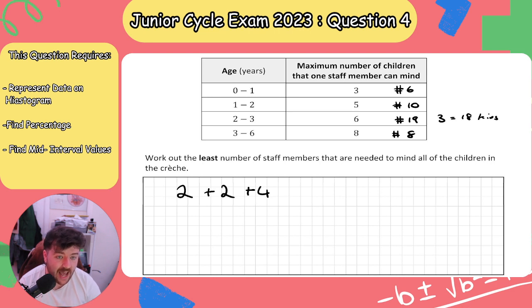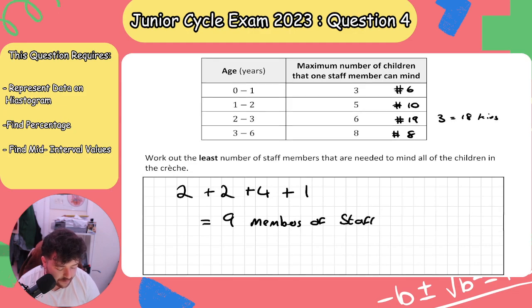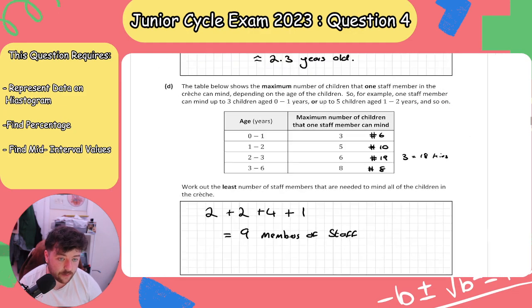Right? And then ages 3 to 6, well, one staff member is legally allowed to watch 8 of them. We only have 8, so I'm just going to only need one staff member. So in total, I need 2 plus 2 plus 4 plus 1. So I'm going to need 9 members of staff. And that's it. That's the minimum we need.